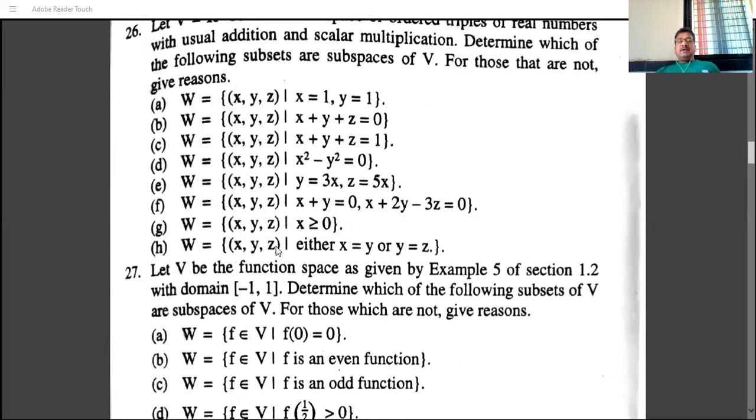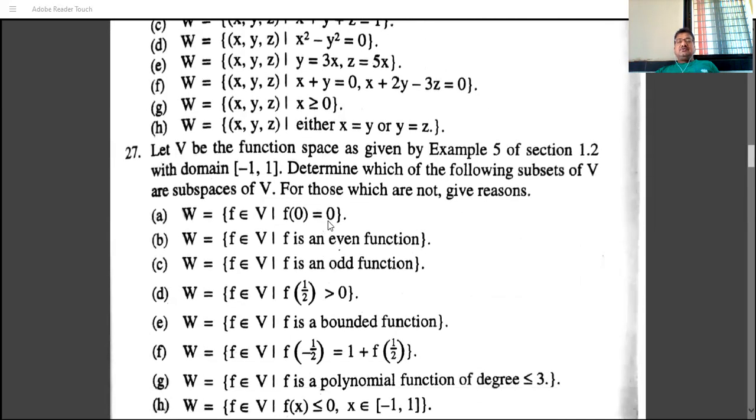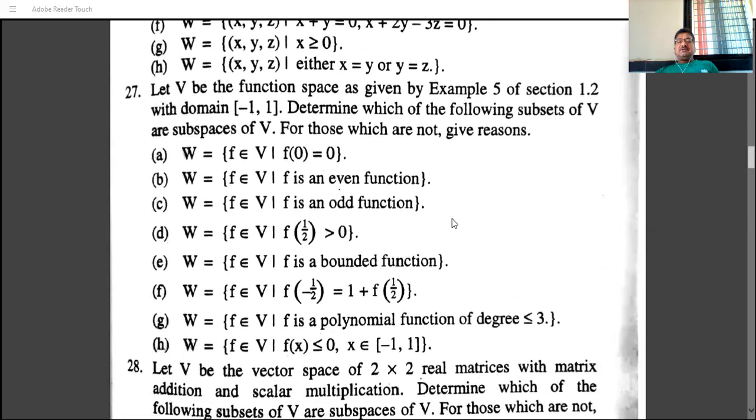For example, 1, 1, 3 is an element of W, 2, 3, 3 is an element of W. Either take X equal to Y or Y equal to Z, or take both, 1, 1, 1. This is also an element of W, because either X is equal to Y or Y is equal to Z. Means if all three elements are the same, then also it is an element of W. So take two elements of W and show that addition does not belong to W. Let's give the counter example for the addition property, that is, W is not closed for addition. Similar examples: f of 0 is equal to 0, f is an even function, f is an odd function, f of 1 half is equal to 0.